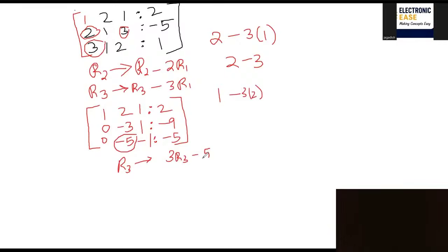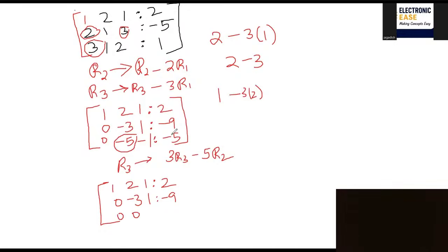Minus 5 R2. Minus 5 R2. Next, what happens? So apply the row transformation. 1, 2, 1, 2. So 0, minus 3, 1, and this will be minus 9. So 3R3, this will be always 0 again. So this will become 0 again.